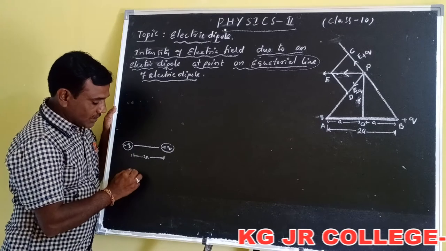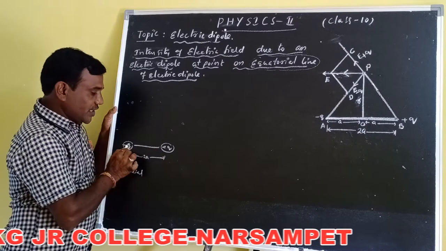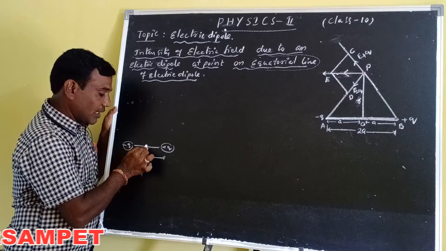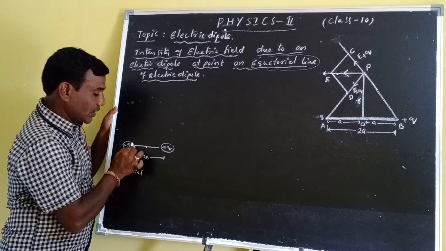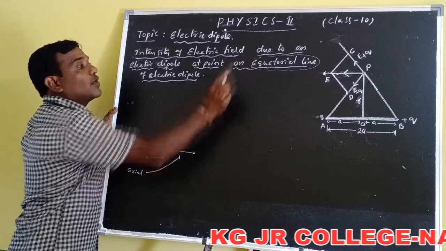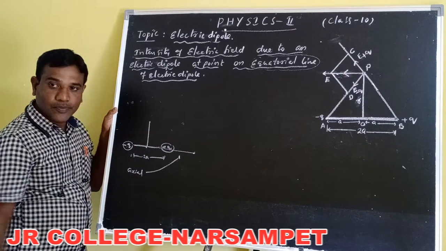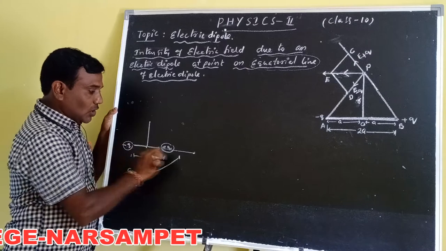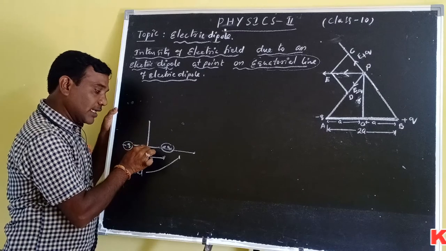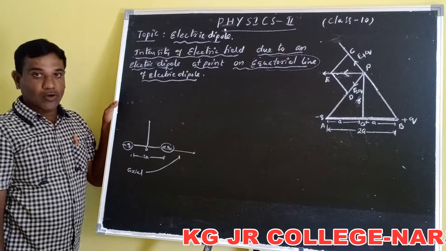What is the meaning of axial line? The horizontal line which passes through the minus q and plus q charges and the center of the electric dipole is known as the axial line. Now, what is the meaning of equatorial line? It is the vertical line, perpendicular to the axial line and passing through the center of the electric dipole. This is the equatorial line of an electric dipole.